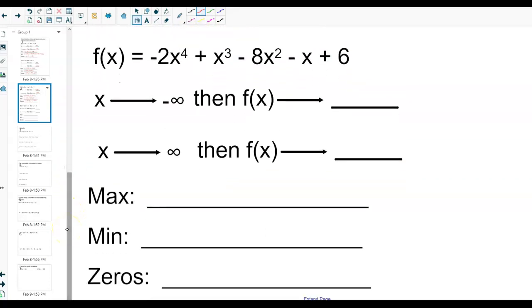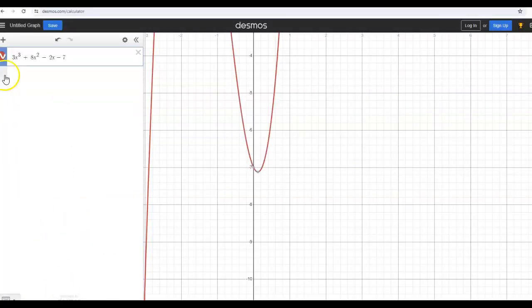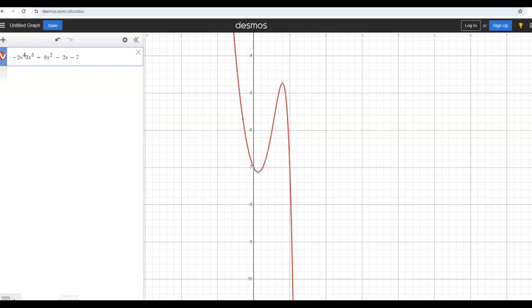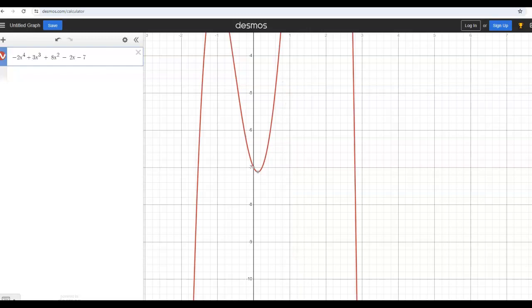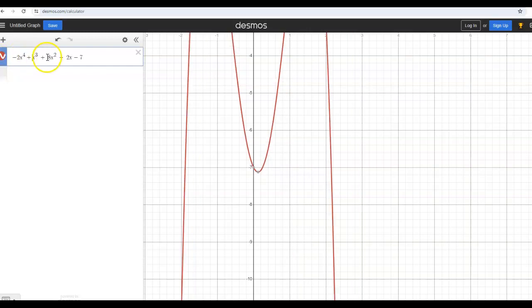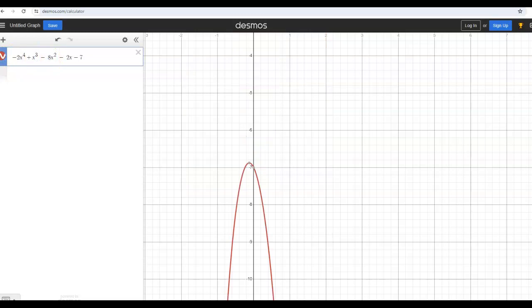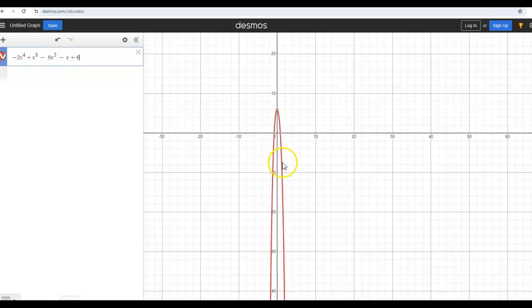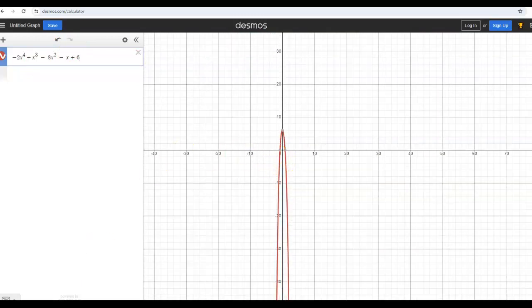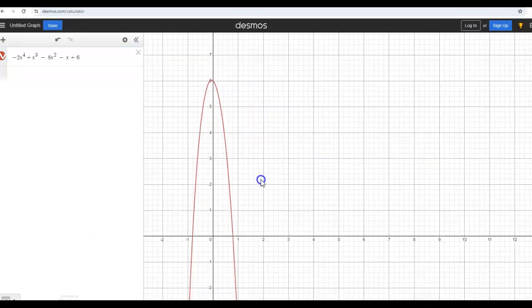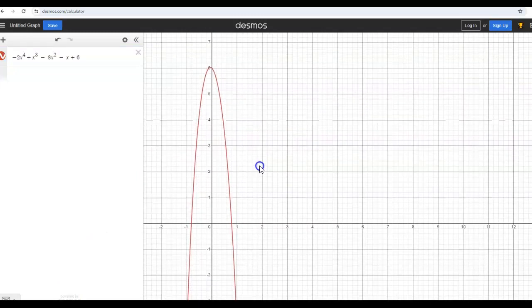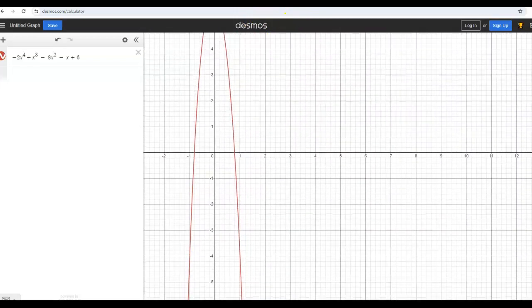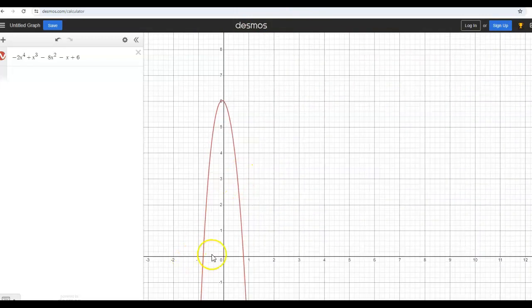Our last graph, we have negative 2x to the fourth plus x cubed minus 8x squared minus x plus 6. Now this one doesn't have as much bounce as it possibly could. That does happen. Sometimes it just works out that way where you don't have as many real zeros.